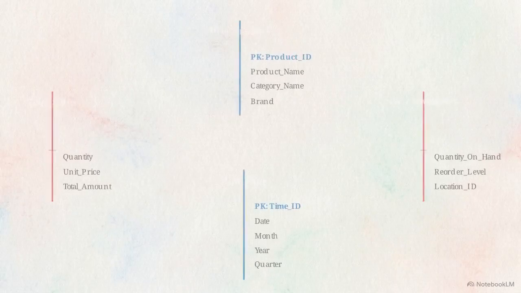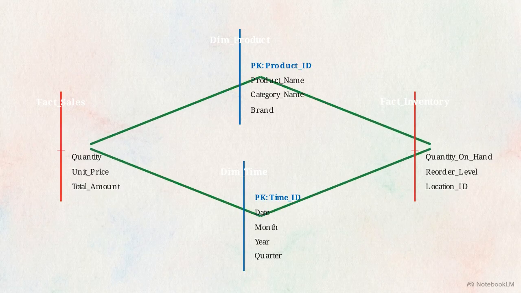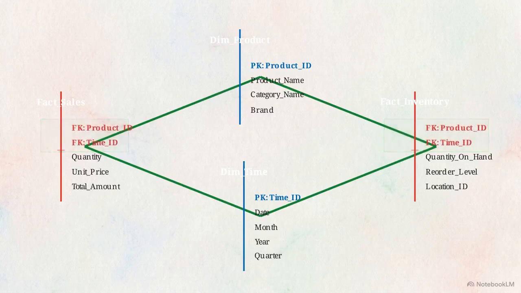To wire the architecture together, draw lines from the product and time shared dimensions to both the sales and inventory fact tables. This is where students lose points. List the composite primary keys as foreign keys inside fact tables. Go to those empty top spaces. Write the labels FK product ID and FK time ID inside both boxes.